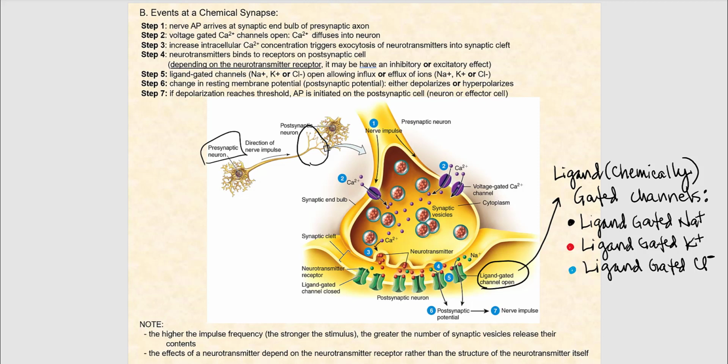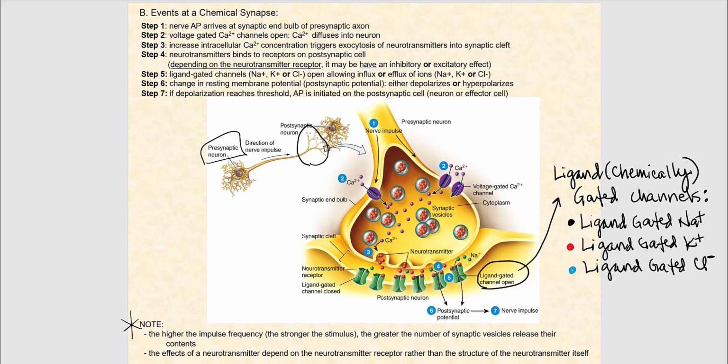So on this bottom of the slide, I really want to talk about this because this is really important, okay? The higher the frequency of the action potential, which of course we know means we have a stronger stimulus, right? We discussed this already. The more action potentials arriving at the synaptic knob, the greater number of synaptic vesicles will exocytose their contents. What exactly are their contents? These neurotransmitters. So if we really increase the frequency of action potentials, more synaptic vesicles release this neurotransmitter.